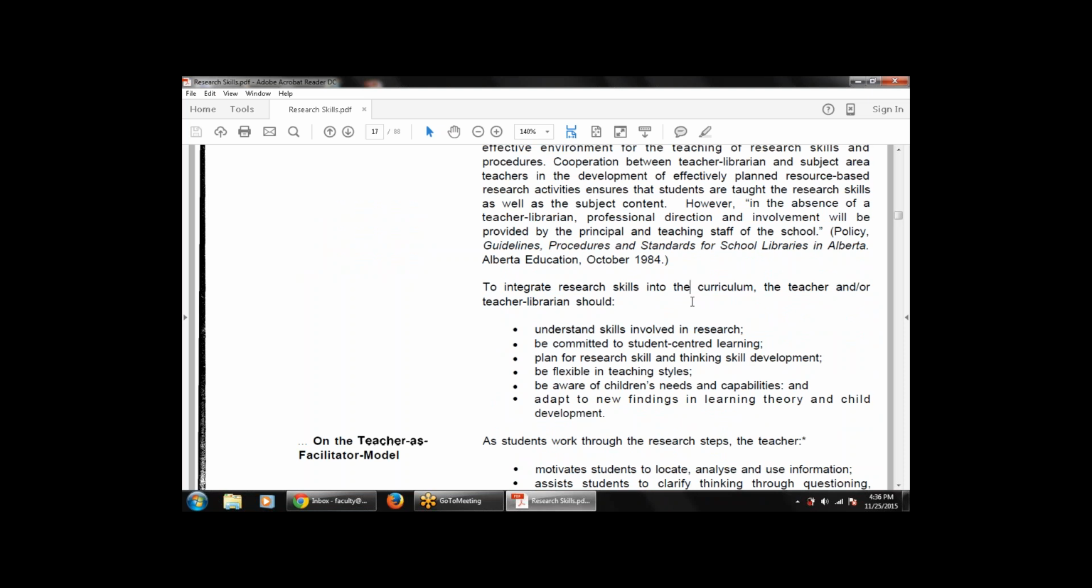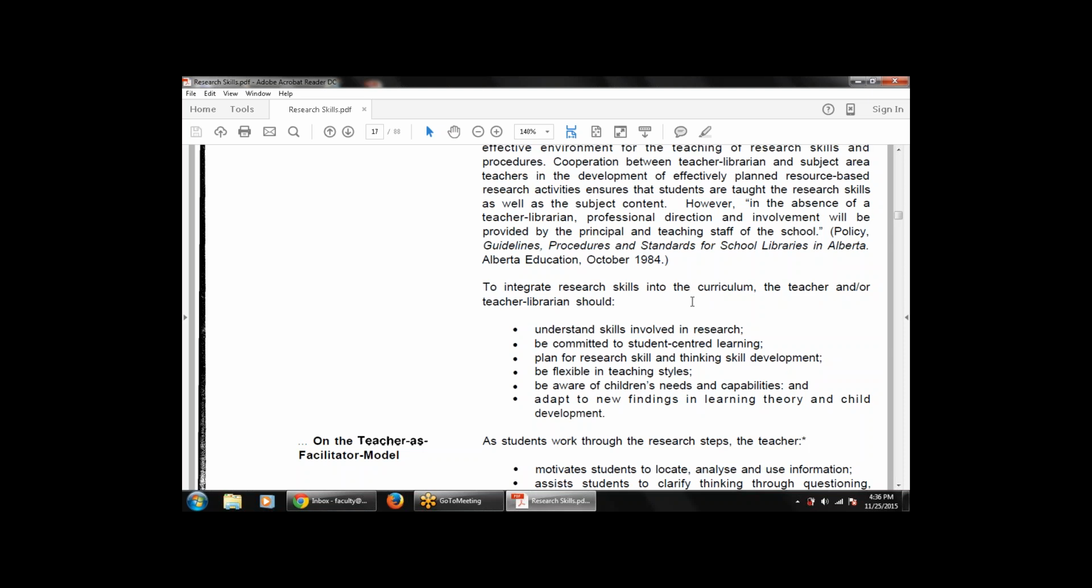That is, understand the skills. What are the various skills involved in the research? Whenever we want to integrate the research skills into the curriculum, the teacher and/or teacher librarian should understand the skills involved in the research. That is, what are the various skills that are involved in the research.